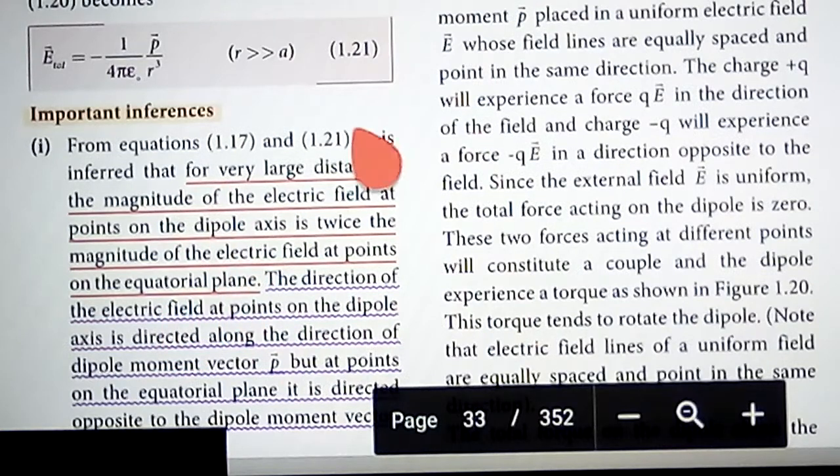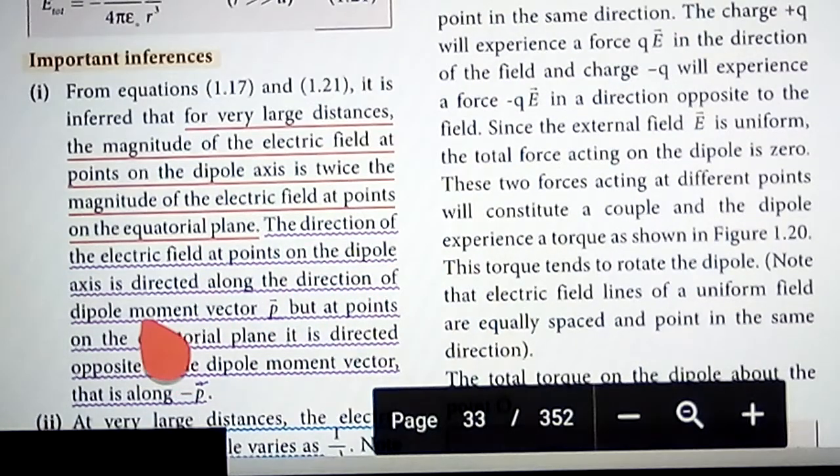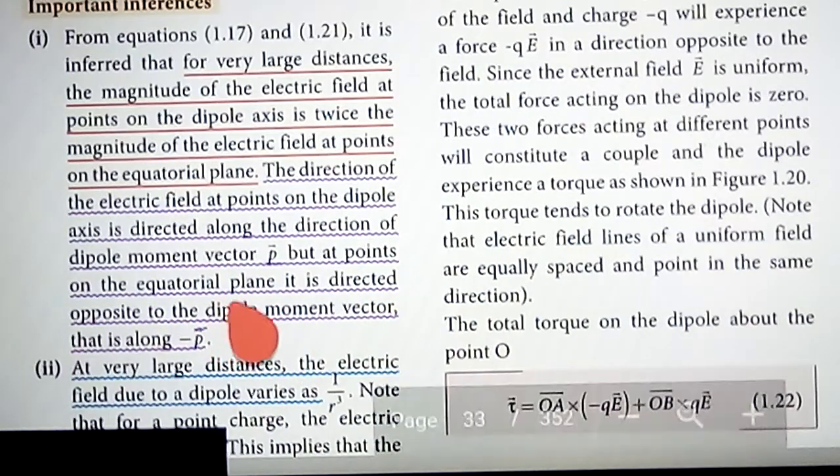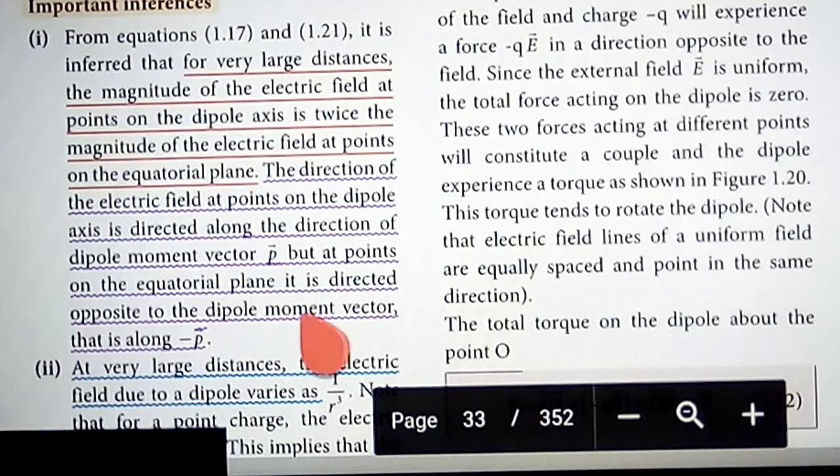For very large distances, the magnitude of the electric field at points on the dipole axis is twice the magnitude of the electric field at points on the equatorial plane. This you can compare the equations and arrive at this conclusion. And the direction of the electric field at points on the dipole axis is along the direction of the dipole moment vector P, but at points on the equatorial plane, it is directed opposite to the dipole moment vector, that is along minus P.